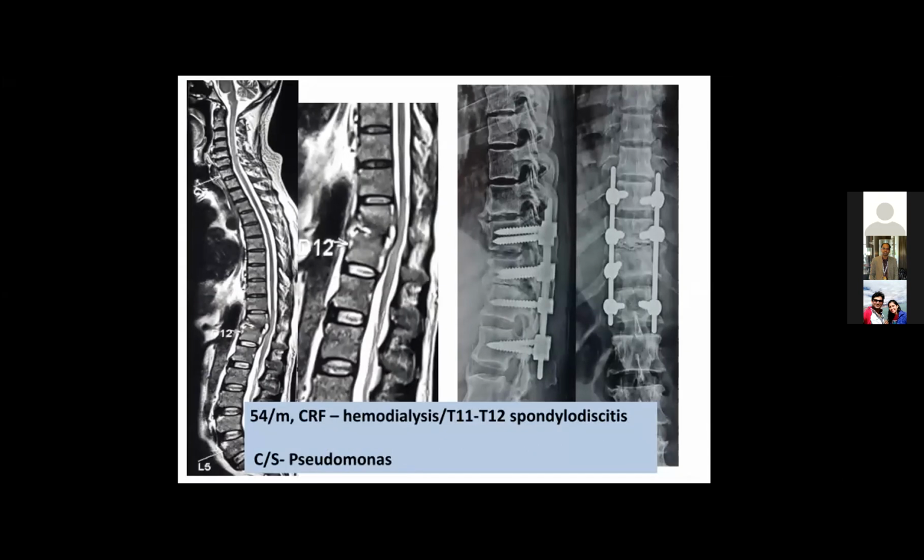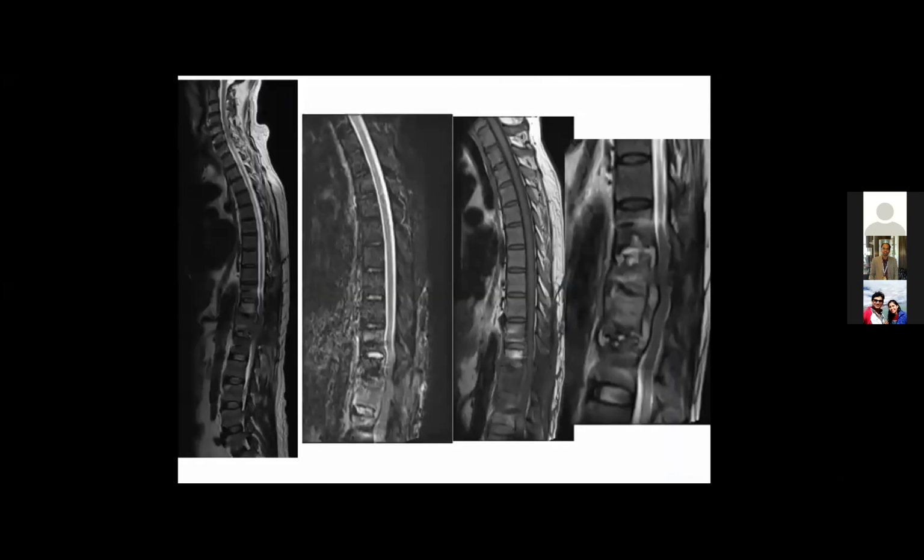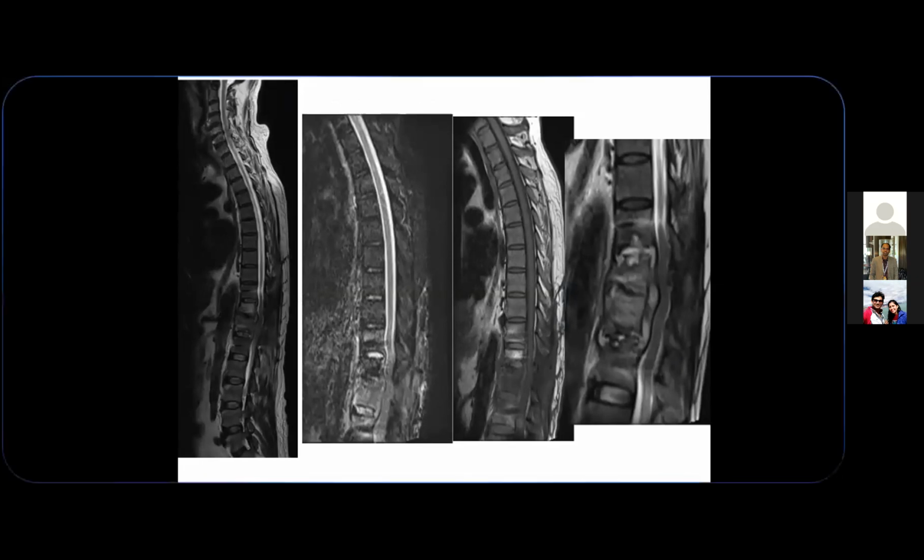We stopped the antituberculous drugs. We took him for surgery. We did a transpedicular debridement of the disc space, stabilized it, and the Pseudomonas organism was grown, and the patient was started on appropriate antibiotics. Piperacillin tazobactam was started for this patient. Patient improved well. After 2 months, patient was ambulant, no pain was there, antibiotics were stopped.